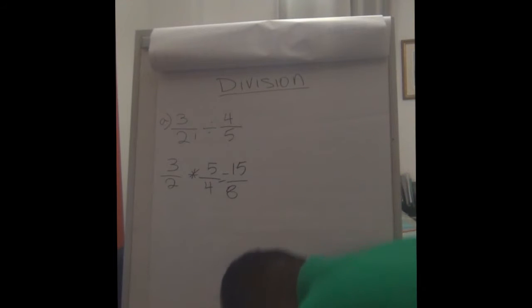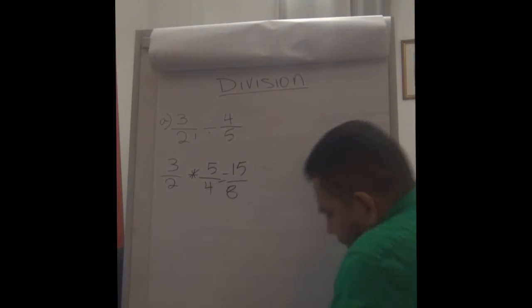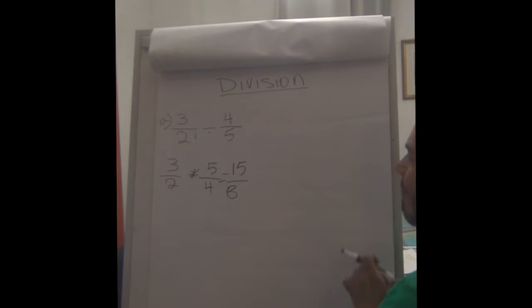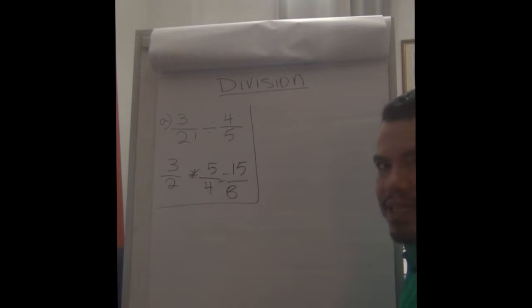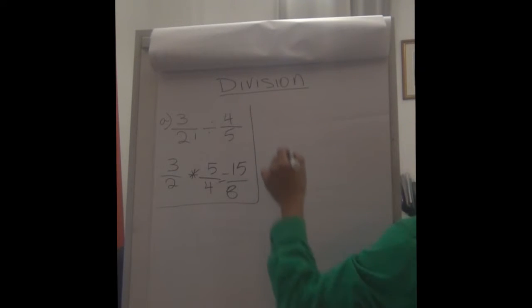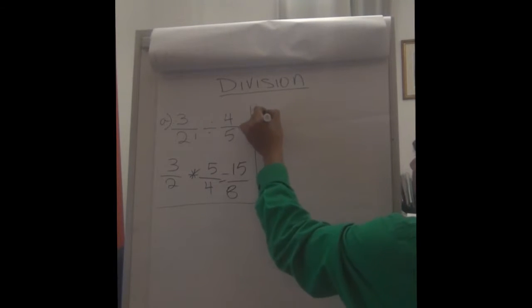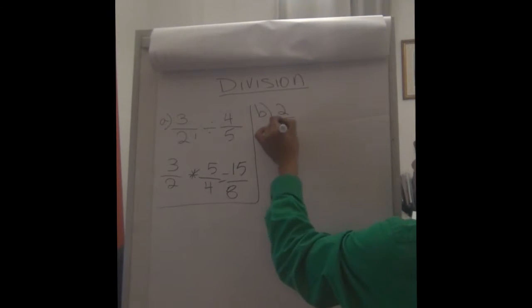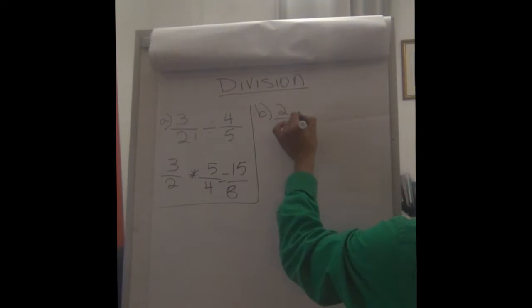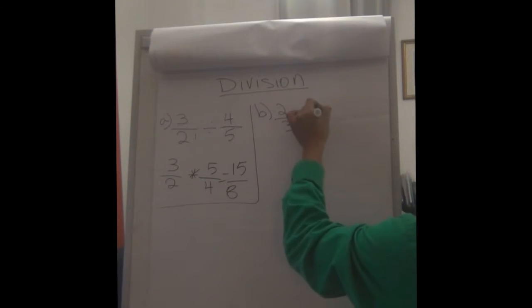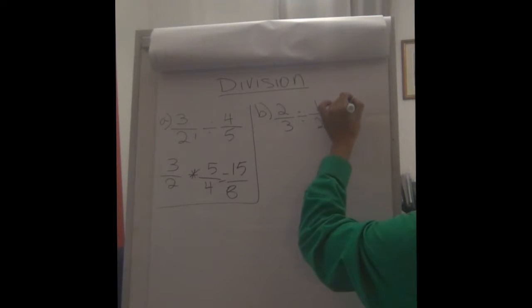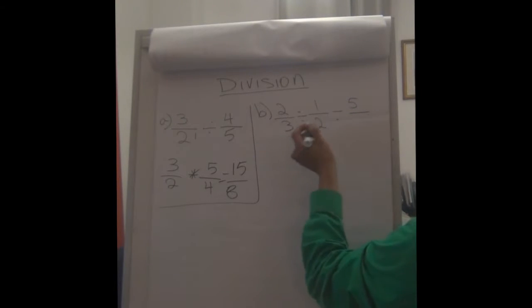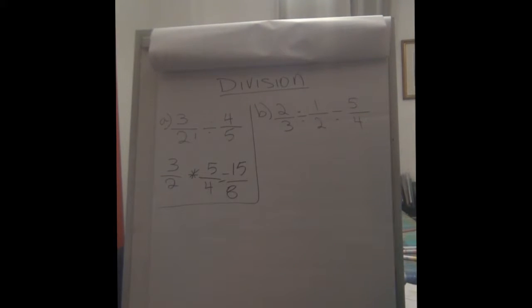Okay then. But Bex, I know about keep, change, flip, but what happens when you have a more complex division? Let's say you have, okay, let's call this B, 2 over 3 divided by 1/2 divided by 5 over 4. Let's say that. Okay?